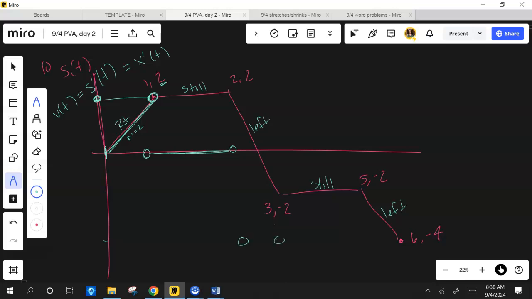So, how about this piece? 0. How about this piece? -2 again. Oh, it wasn't. Yeah.